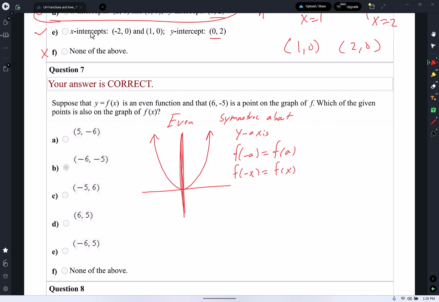And then odd has this property. Odd is symmetric about the origin. It doesn't necessarily have to go through the origin. If you're a function, you have to. But here's something that's symmetric about the origin.